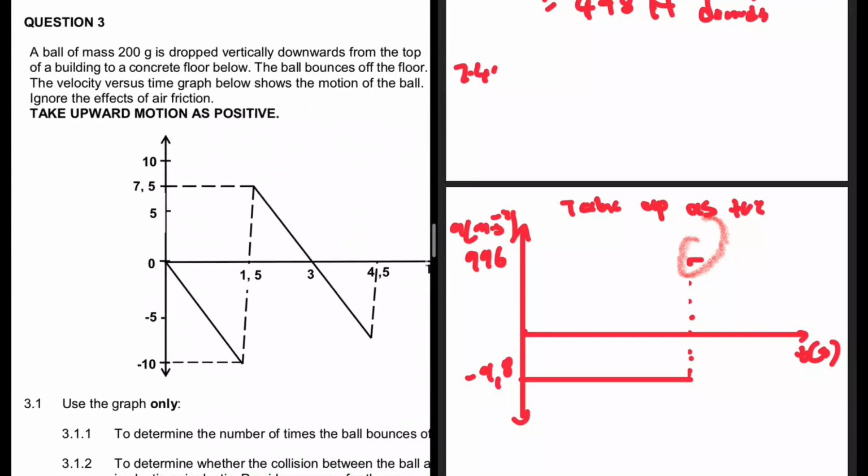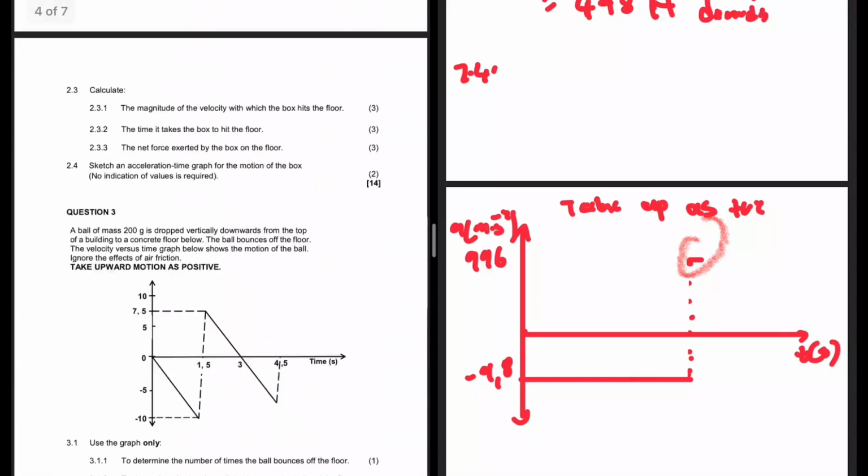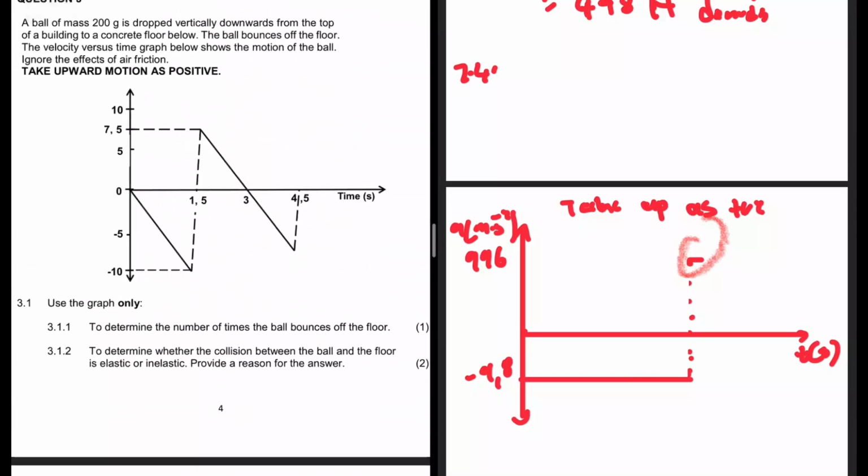Question 3. Okay, let's take a look. So we have question 3 and question 4 remaining, right?